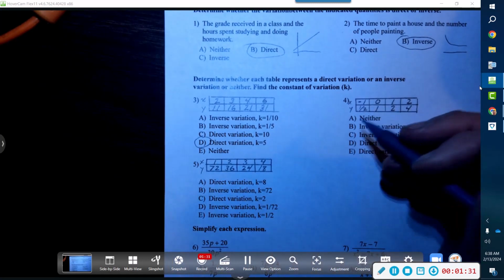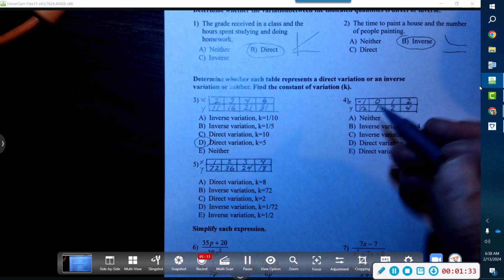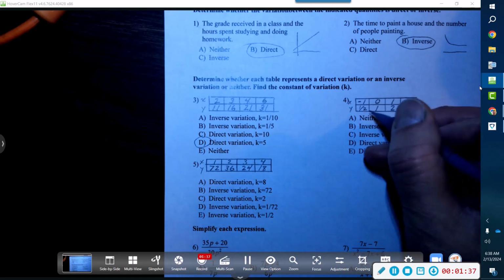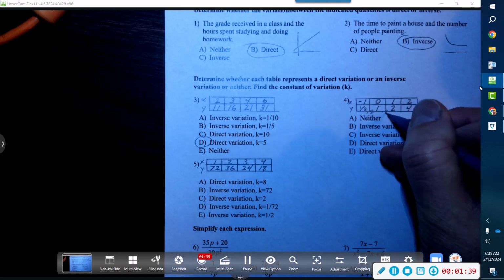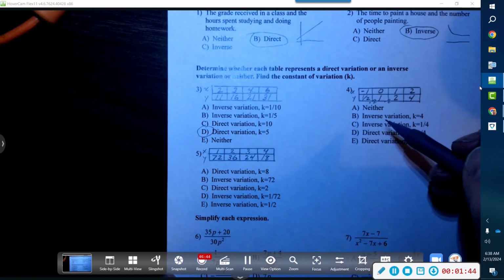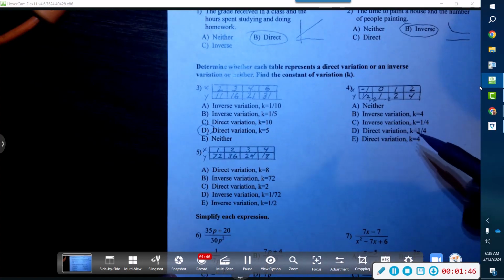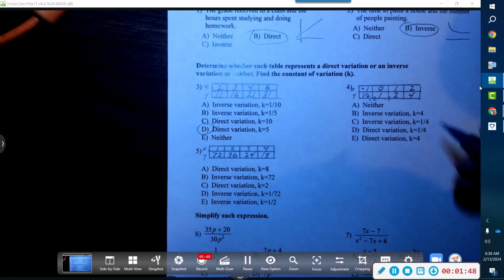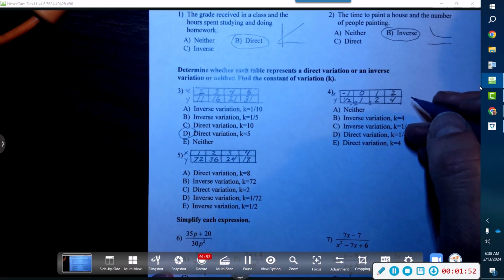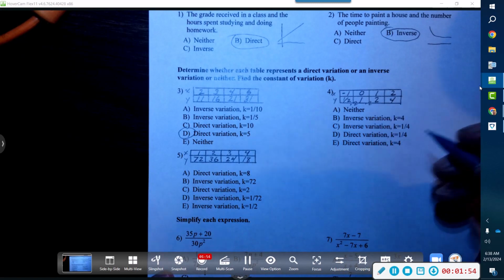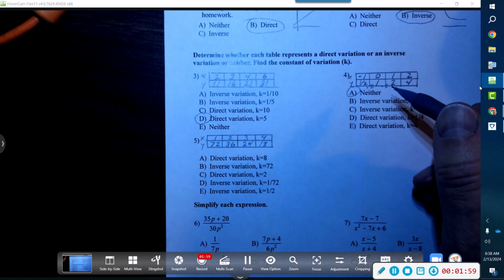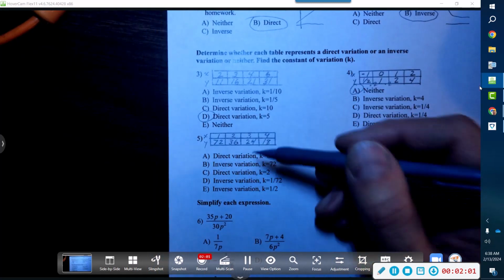Now here, it looks like as I go from one to the next, I'm doubling that value. And by multiplying by 2, that is not a constant of variation directly. And it's not going to be a constant of variation inversely, because this is something else. This is what's called a geometric sequence, and we haven't studied that. So this actually is neither. And you'll see why. This one's a little easier to see after we see what inverse is.